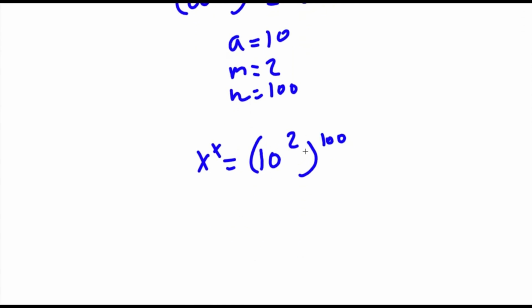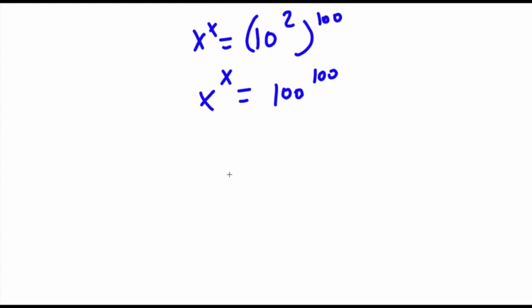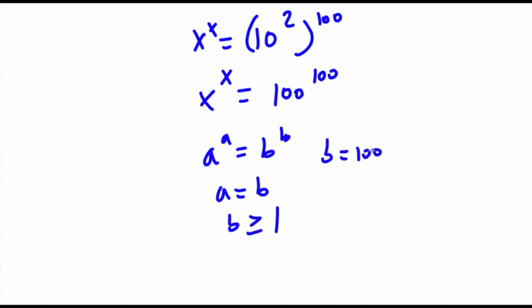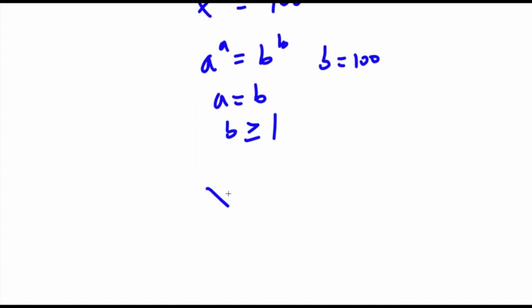Now, we can simplify what's in parentheses. 10 to the power of 2 is simply 10 times 10, which is 100. So now I have x to the power of x is equal to 100 to the power of 100. Now, if I have something in the form a to the power of a is equal to b to the power of b, then this means that a is equal to b as long as b is greater than or equal to 1. In this case, b is equal to 100, which is greater than or equal to 1. Meaning x is equal to 100.